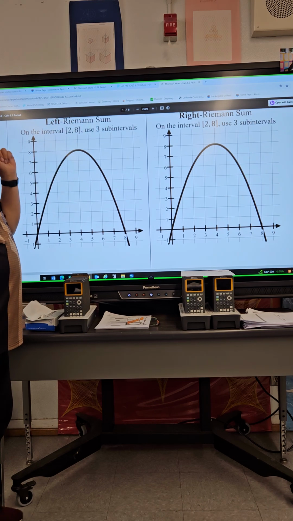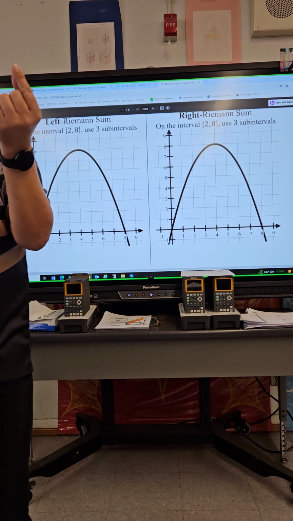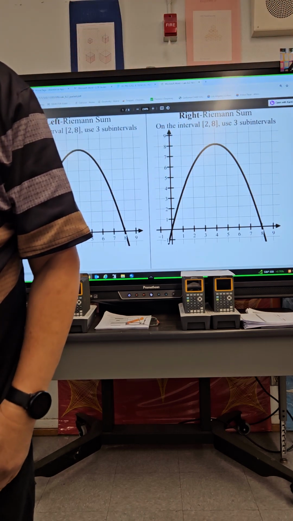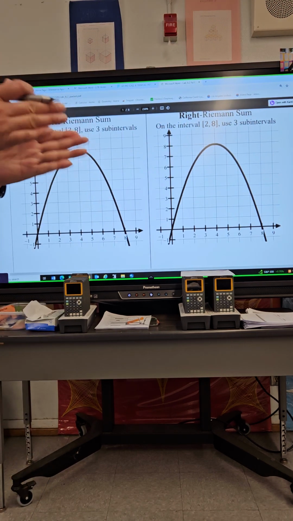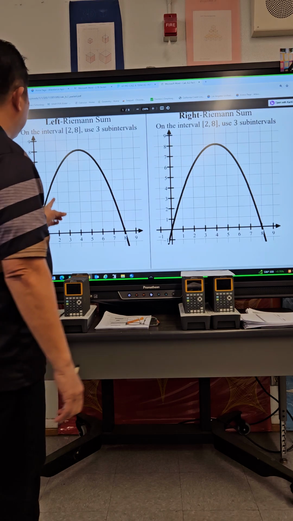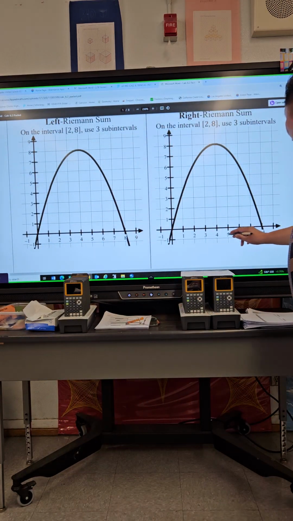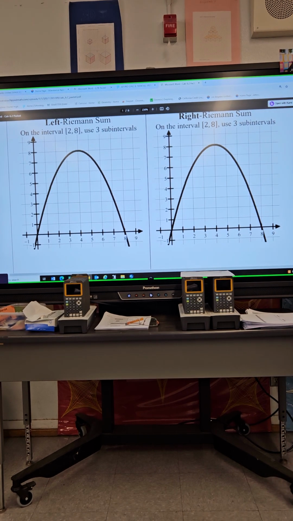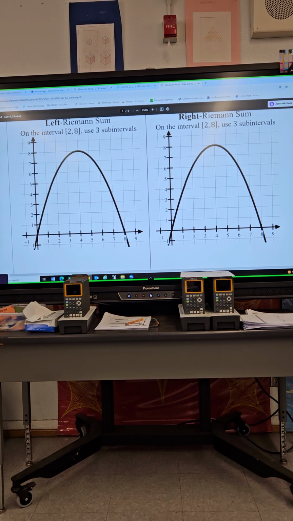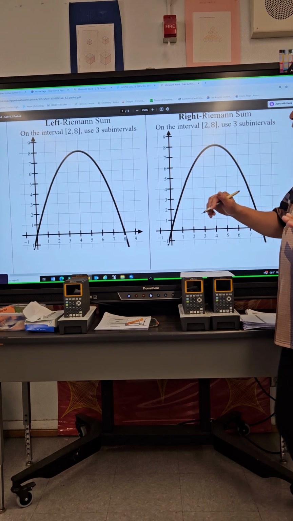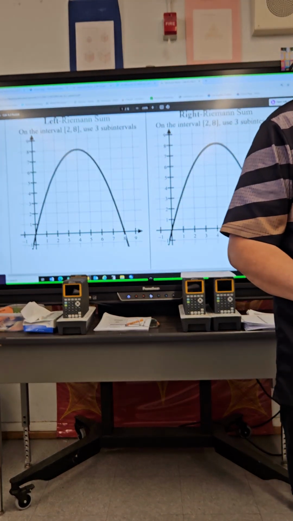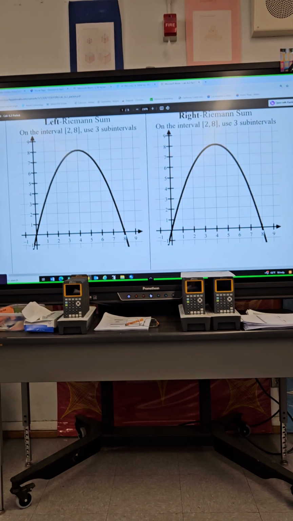3. So what to do? 8 minus 2, right? 6, divided by 3. So 2. That means from this interval from 2 to 8, the width is 2 units. Did you get me? Of each subinterval. Again, the n, the number of subintervals, serves as the width of a rectangle. Did you get me, guys?